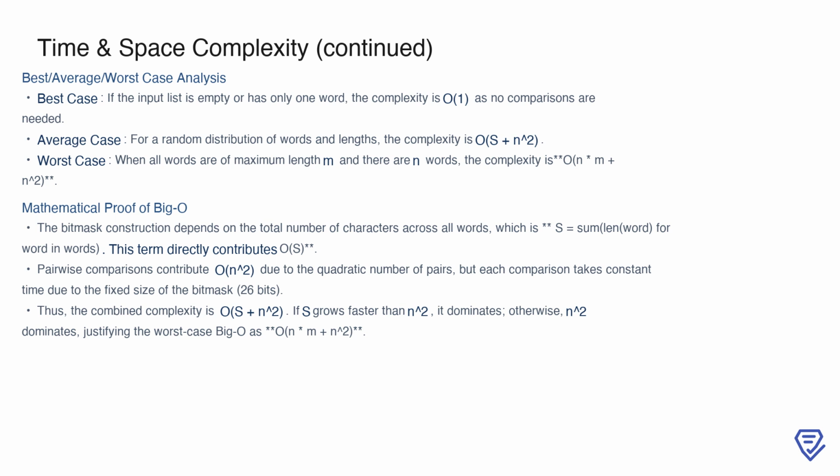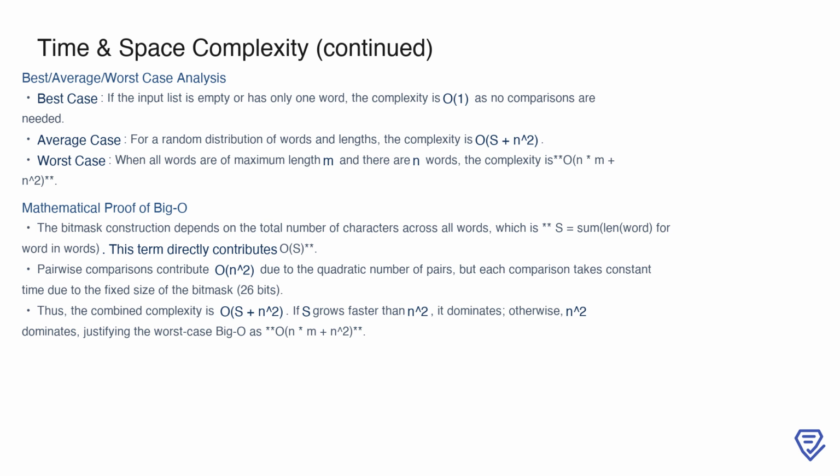To mathematically confirm the big O, the bitmask construction depends on the total number of characters across all words, which we represent as s = sum(len(word) for word in words). This contributes O(s) to the complexity. Pairwise comparisons contribute O(n²), due to the quadratic number of pairs, with each comparison taking constant time due to the fixed bitmask size of 26 bits.